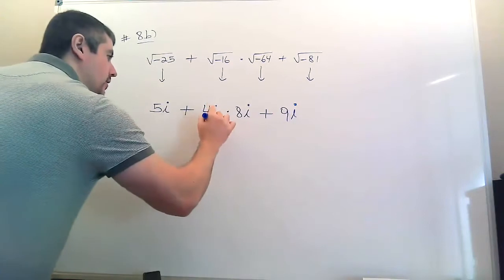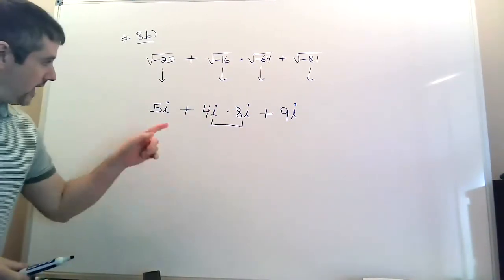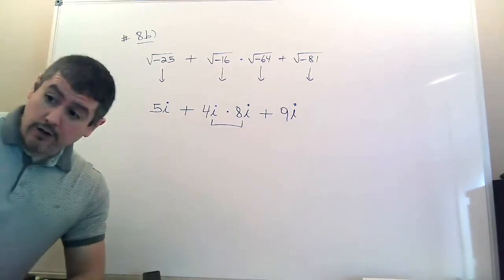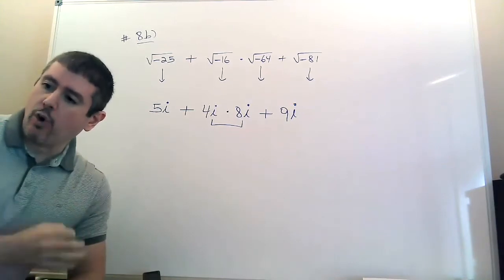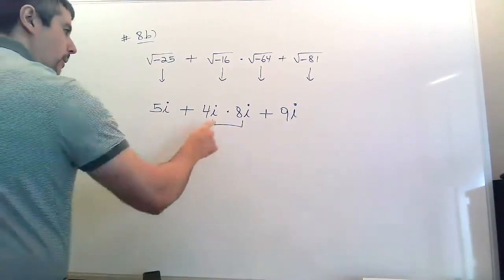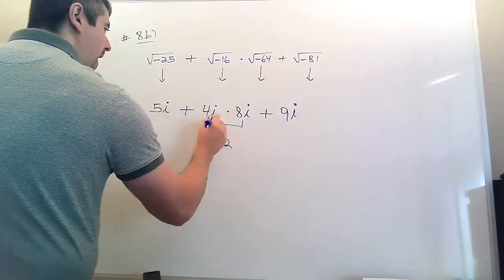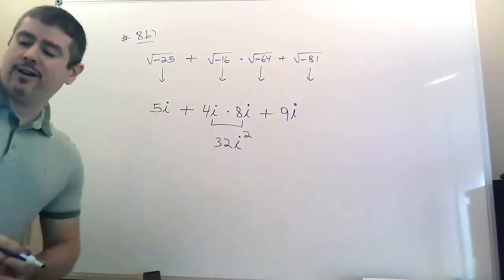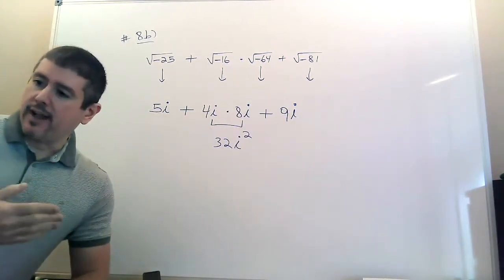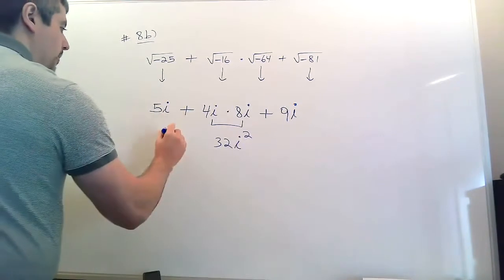Now, you see these two? They're being multiplied. You cannot do 5 plus 4. You might want to do that, but you can't. You violate the order of operations. Adding and subtracting go last. So multiply these together. 4 times 8 is 32. But what about i times i? Uh-oh, i squared. Oh, we've seen that before. That's the one that I told you to memorize. But you don't have to memorize a thing in this class because you've got the notes. i squared is -1.